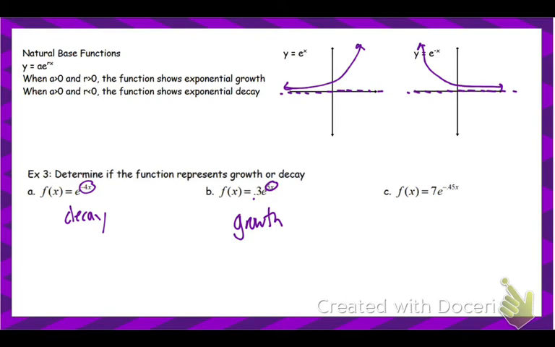Here we have e, and it's raised to a negative, which means it shows decay. It doesn't matter that that number is larger. That is just your initial value. This is still going to show decay.